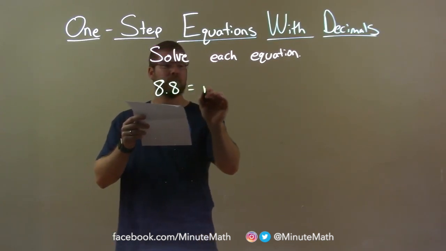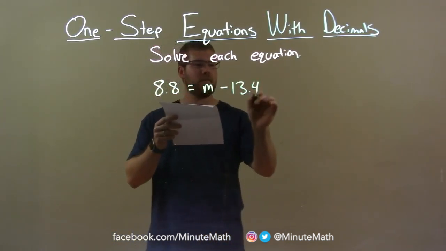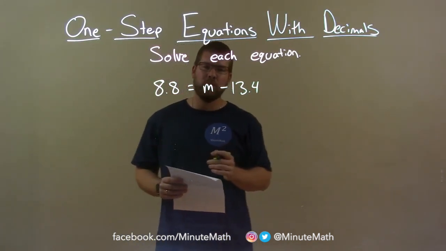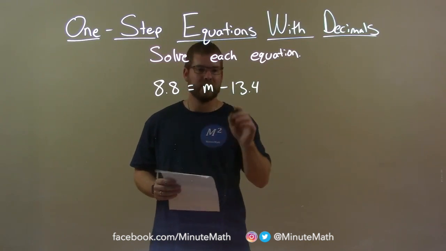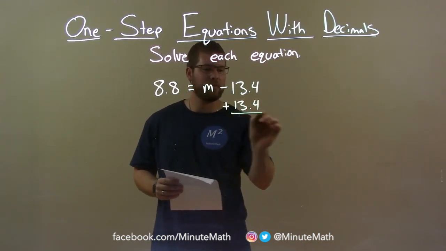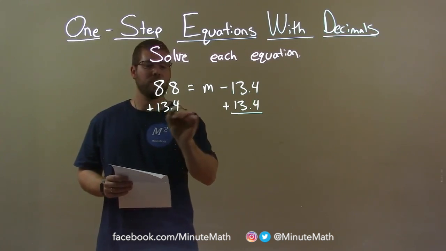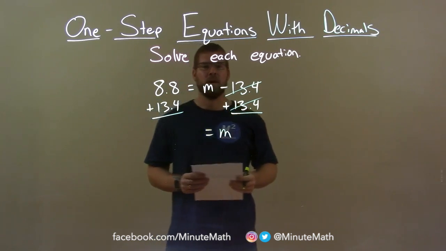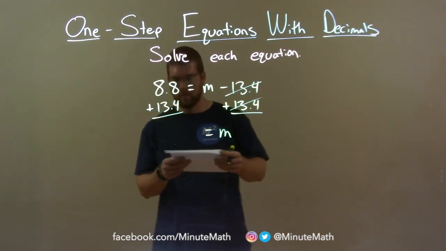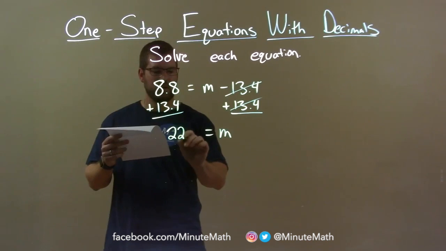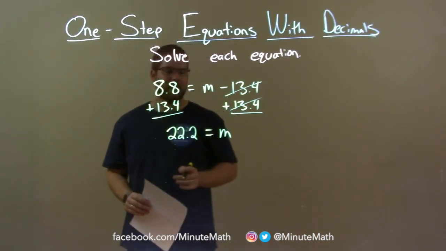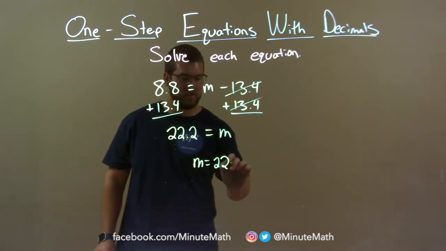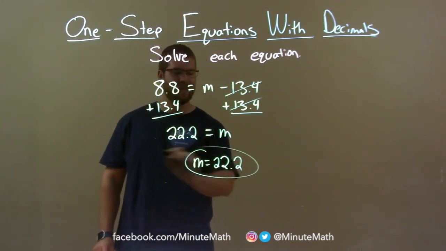18.8 equals m minus 13.4. And I want to solve for m. Well, I'm subtracting 13.4 to both sides. Opposite of subtraction, addition. So I'm going to add a 13.4 here to both sides. What this does, it eliminates the 13.4 on the right, leaving me m by itself on the right. Now, on the left, 18.8 plus 13.4 is a 22.2. We got that equal to m. We can rewrite m come first. M equals 22.2. And there we have our final answer.